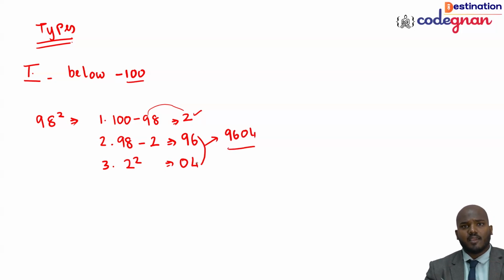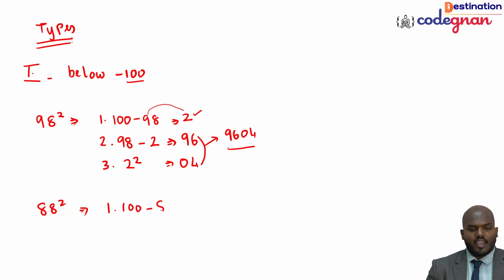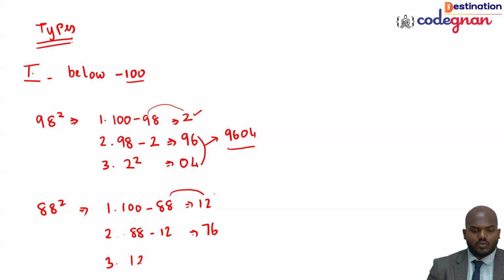So it is a similar type, you can move on here. Same like if I want to find the value of 88 square, I'm taking 88 square. The closest base value to 88 I can call the 100 only. Same as the first step, 100 minus 88 is 12. The second step is 88 minus 12, that is 76. And the third step is the square, that is 12 square, which makes the value 144.